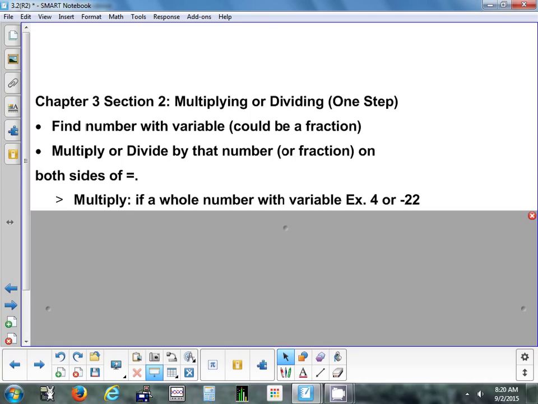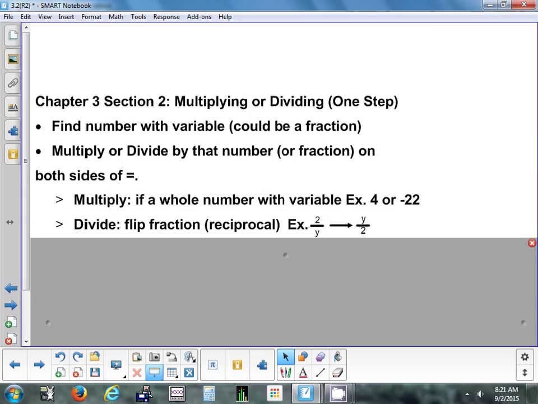Okay? Next. You're going to divide if a whole number is with the variable, like I have here. 4 or negative 22, 1,000, 1,001, whatever. If it's a whole number attached to that variable, you're going to divide by whatever number that is that's attached to the variable. All right, give you guys another second to get that written down. Still see some pencils moving. I'm sure you guys have done stuff like this before, middle school, hopefully.